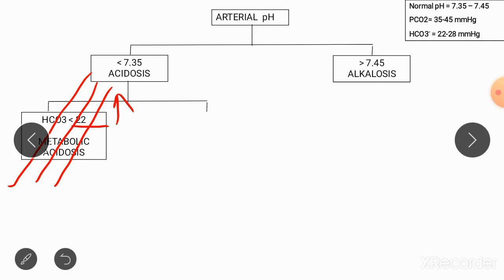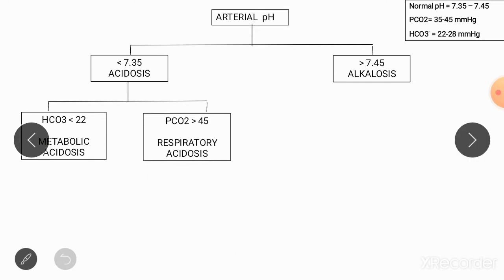If your bicarbs are not reduced, then it is understood that this is not metabolic acidosis and it is respiratory acidosis. And then to confirm your answer, look at the value of partial pressure of carbon dioxide, and it would be greater than 45 millimeters of mercury, and you will immediately understand that something is wrong with the lungs. They are retaining carbon dioxide, and this carbon dioxide is decreasing the pH of the blood. So you can immediately write your answer as respiratory acidosis.